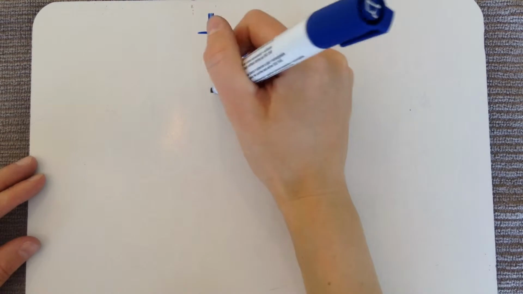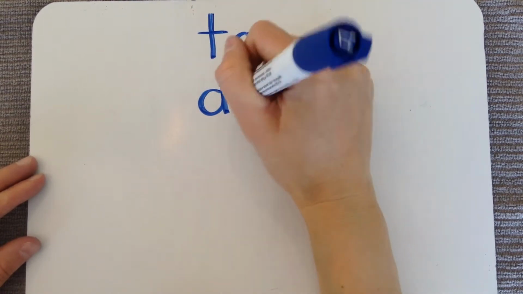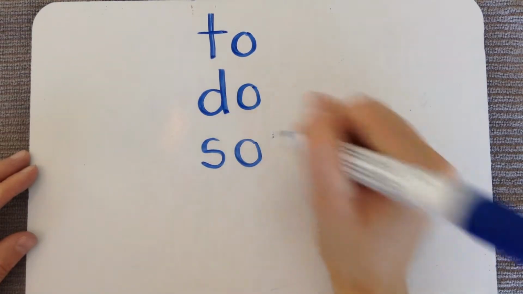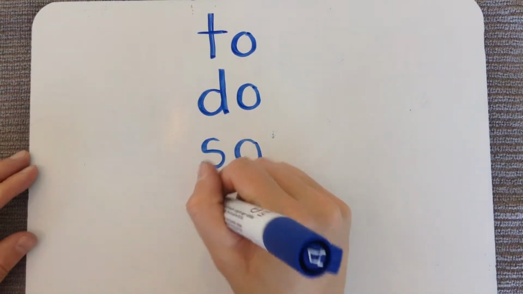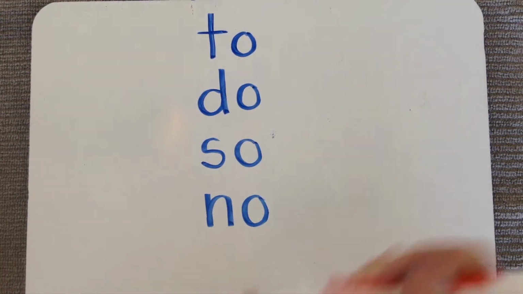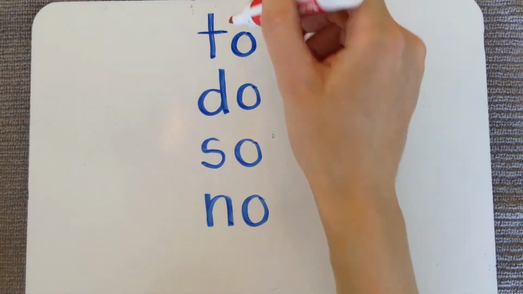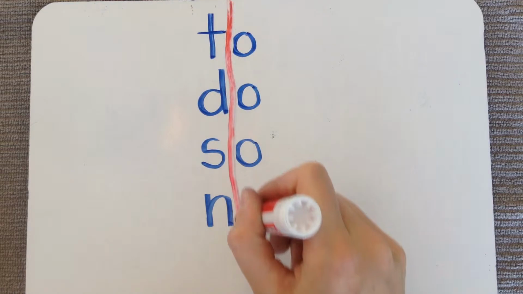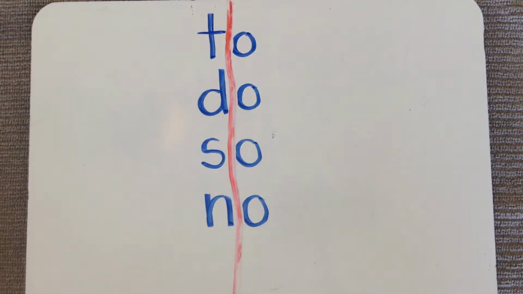To, do, so, no. If we want to put these words in order, we can only pay attention to one letter at a time. Let's draw a line right through the middle of these words.